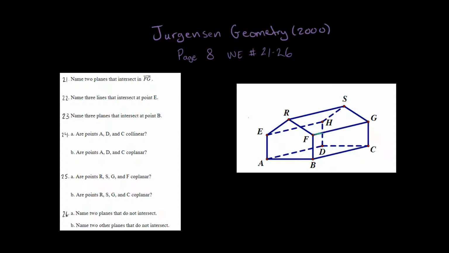So I'm going to outline line FG. It's going to be right over here. And we're just going to put an outline on what planes touch this line. So this upper plane right over here contains line FG, as well as this front plane right over here. None of the other planes contain line FG. So our answer is going to be plane RSGF, as well as plane BFGC.